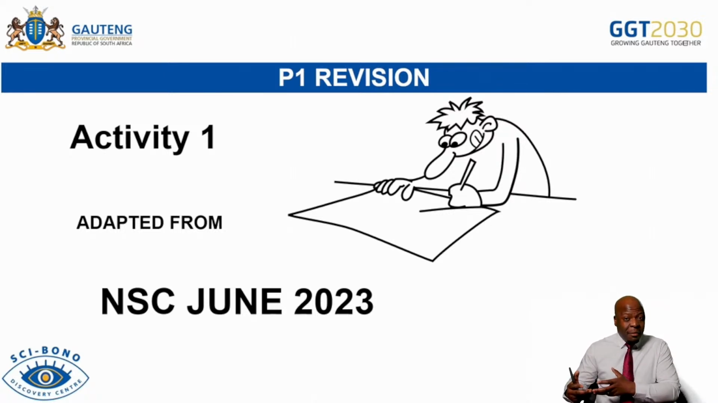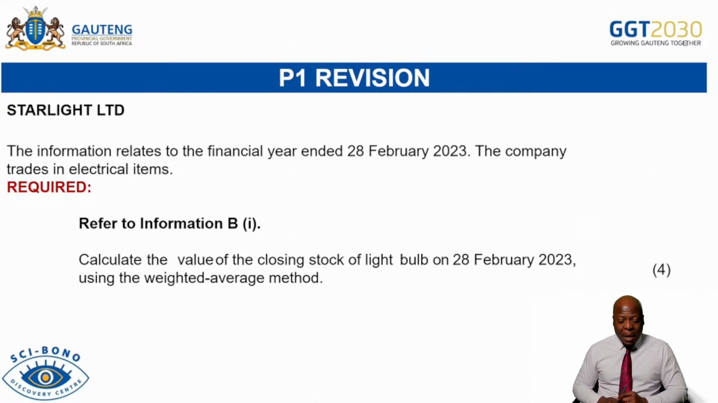There's a lot that you've covered during the year with your teachers. And please go back to that work which you covered in class that will assist you with other adjustments that will not have been covered in today's session. So, in this paper, it says Starlight Limited. The information relates to the financial year end on 28 February.